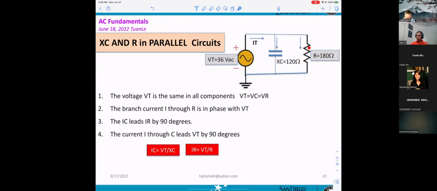For R, IR and VR will be in phase. See what they say: the voltage VT is the same in all components. The current I through R is in phase with V total, and they will be in phase with V total, in phase with VR, in phase with VC.